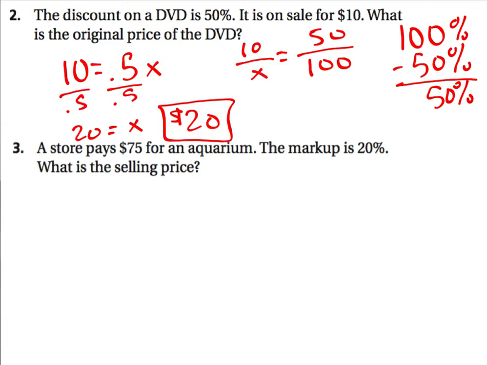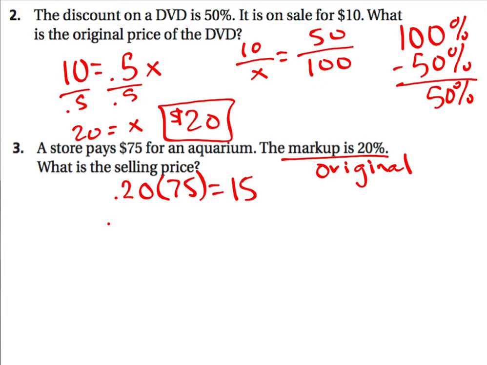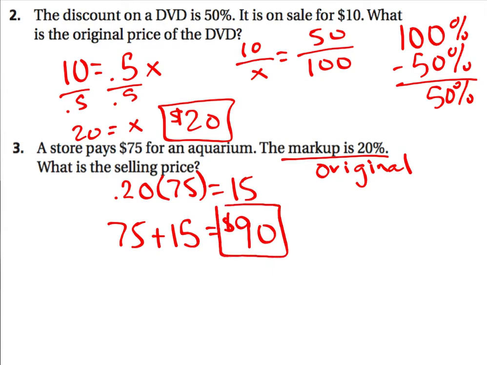A store pays $75 for an aquarium. The markup is 20%. What is the selling price? Now on this, we have the original price on this one. It's when we don't have the original that we have to do the 100% plus or 100% minus. So this one we can do the regular way. 20% of 75, well that's $15. And then we're going to add that on to the price, and we get a $90 aquarium.